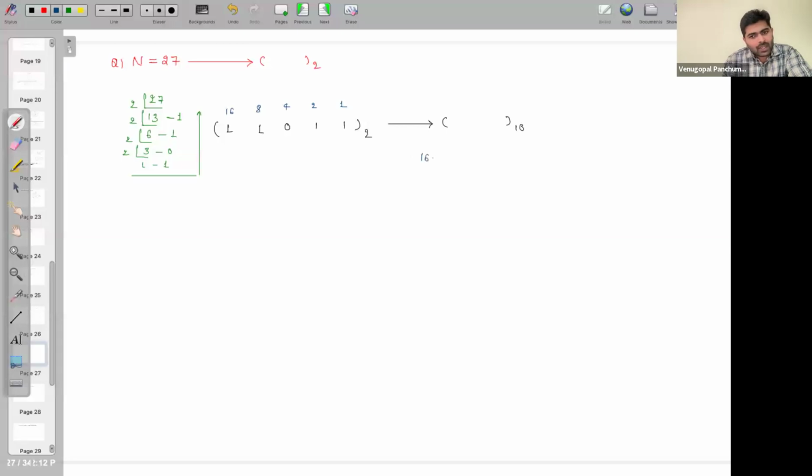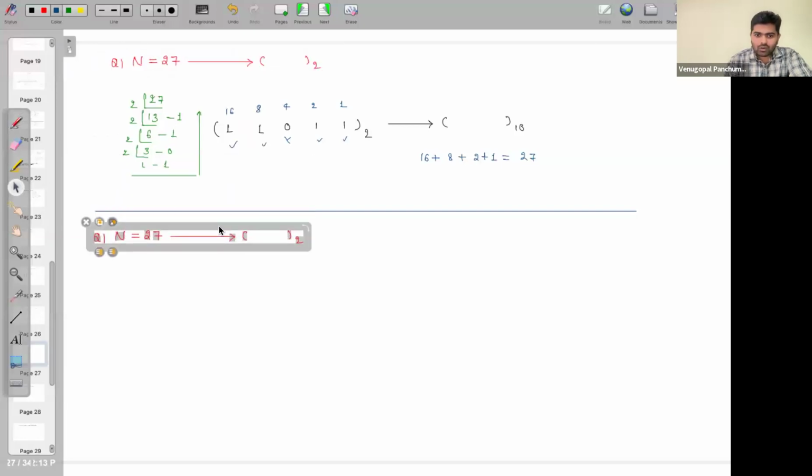So you are writing 16 plus, wherever 0 you can ignore, wherever 1 you can take. 16 plus 8 plus 2 plus 1, which is 27. Now what I am telling is, instead of doing this division, first you write directly all the 2 powers: 1, 2, 4, 8, 16. Now don't take 32 because it is maximum 27 only, na. So don't go till 32.